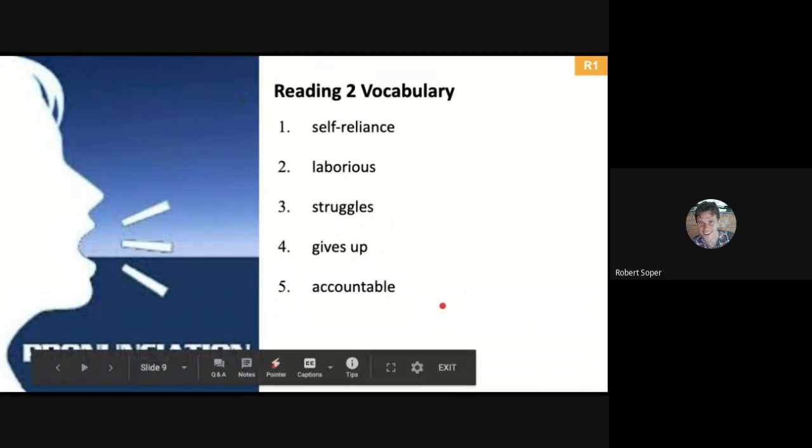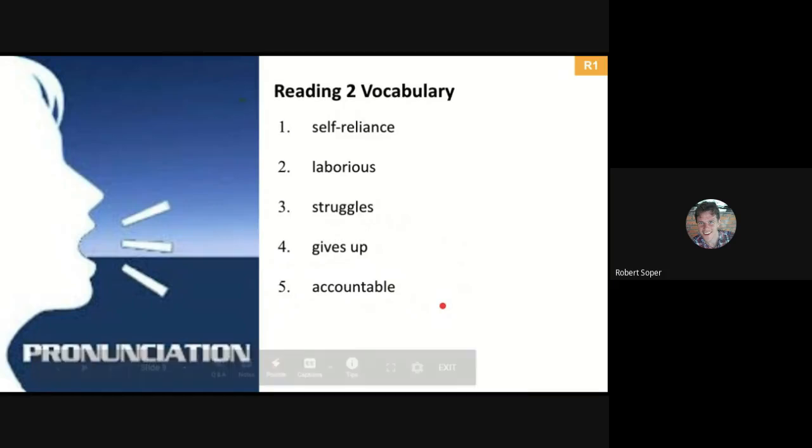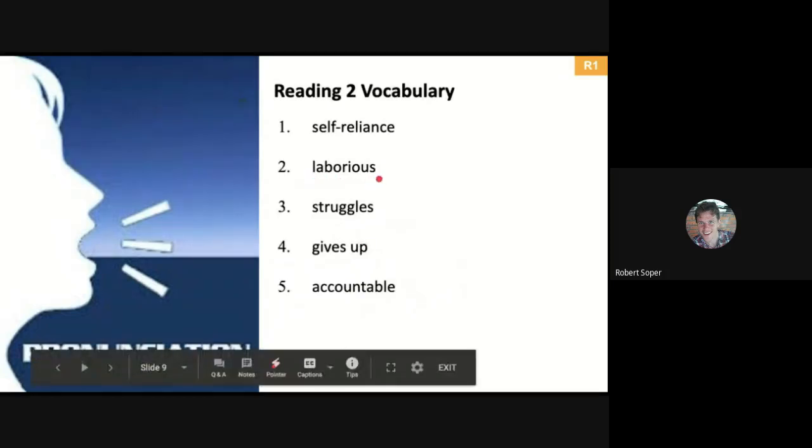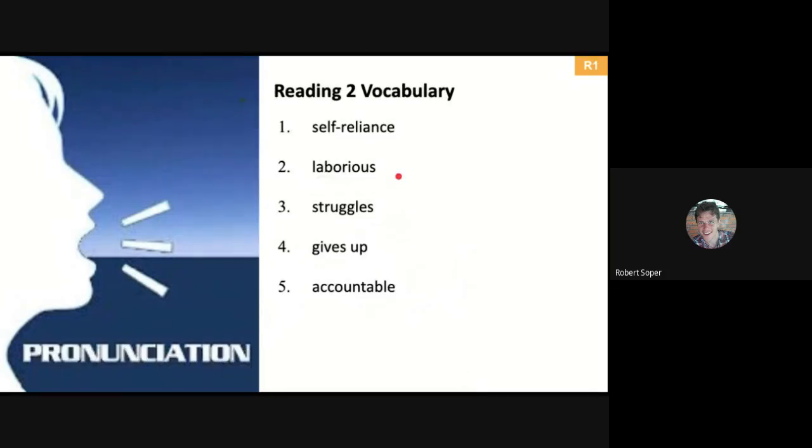Good. Like our last pronunciation practice, if you have any difficulty saying these words, just replay that portion of the video and try and say the words like I'm saying them. Pay particular attention to this word here. The correct pronunciation is laborious, not laborious. Laborious. Also, pay attention to this one here. This will not always be gives up, but it might be give up, depending on the subject of the sentence.